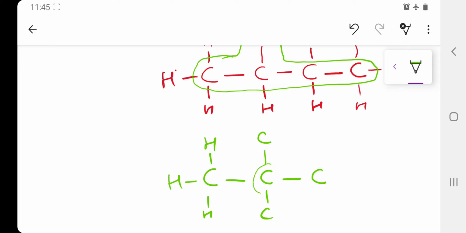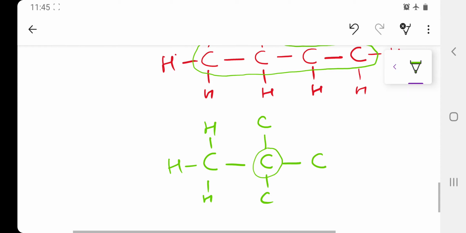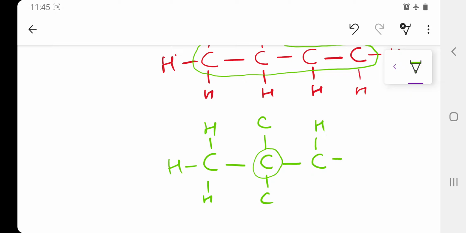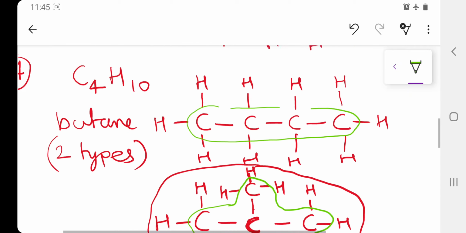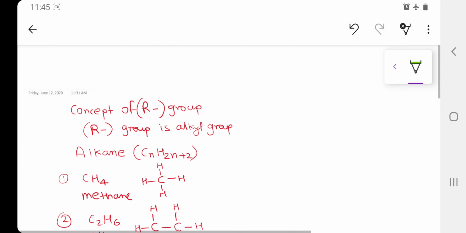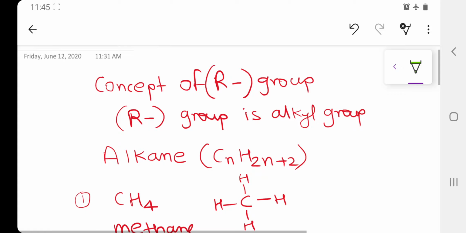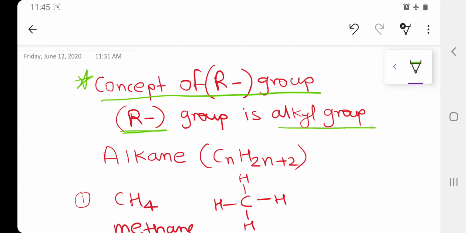You have to consider this carbon already has finished all its valencies, so it will not have hydrogen around it. So it is what? 3 hydrogens to this carbon, 3 hydrogens to this carbon, and then it is like this, like this, and like this. Then you have to understand what I am talking about here. We have to understand the concept of what? R group. For the purpose, R group is called alkyl group.